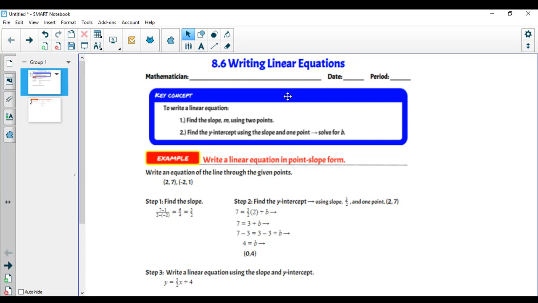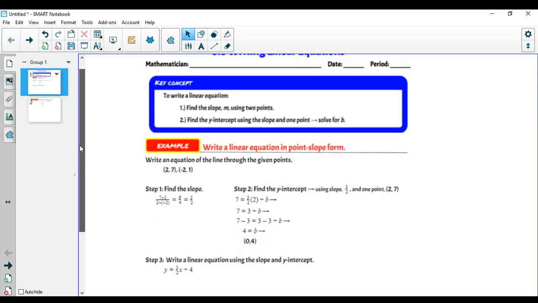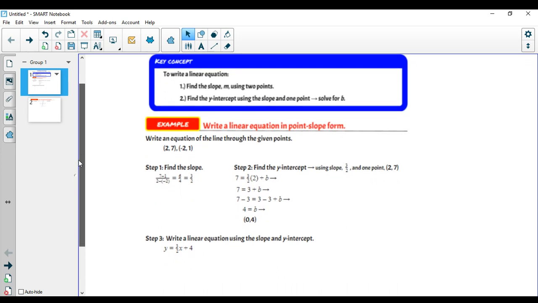Welcome to our 8-6 writing linear equations lesson. Today we're going to talk about how to take points or lines that we see and write an equation based on the information that's given to us. In order to write a linear equation, you need to find the slope and you need to find the y-intercept.